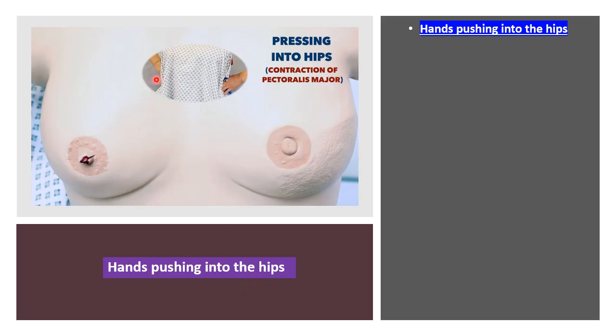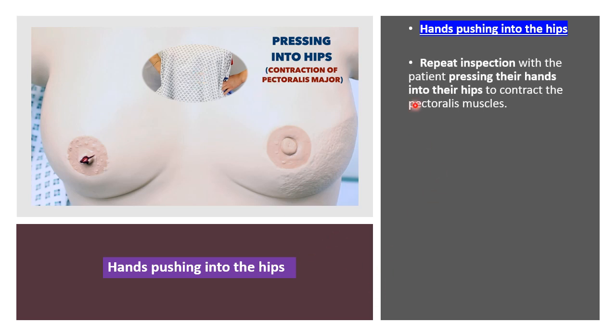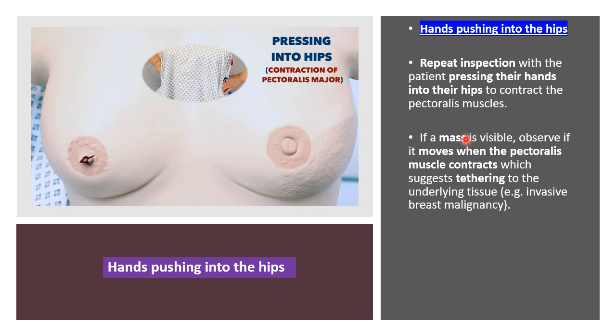Okay, next you re-examine the patient in two different postures. One is with the hands pressing onto the hips, as can be shown here, and this helps to contract the pectoralis major. With the patient pressing the hips to contract the pectoral muscles, the muscles will tense and therefore reveal a mass which may not be visible otherwise. Observe whether the mass moves with the pectoralis muscle. This would suggest tethering to the underlying tissue, as in invasive breast cancer.